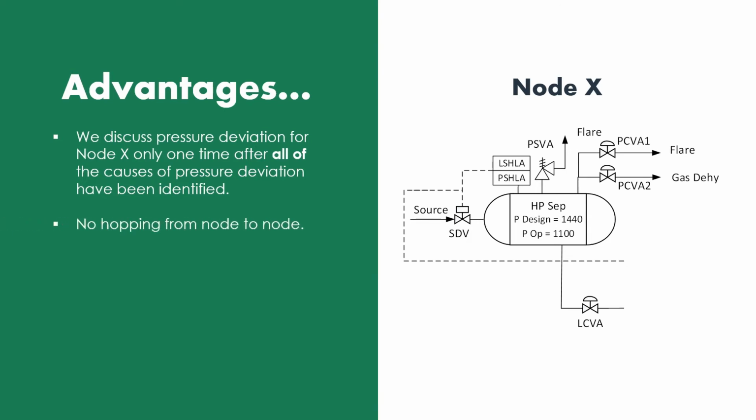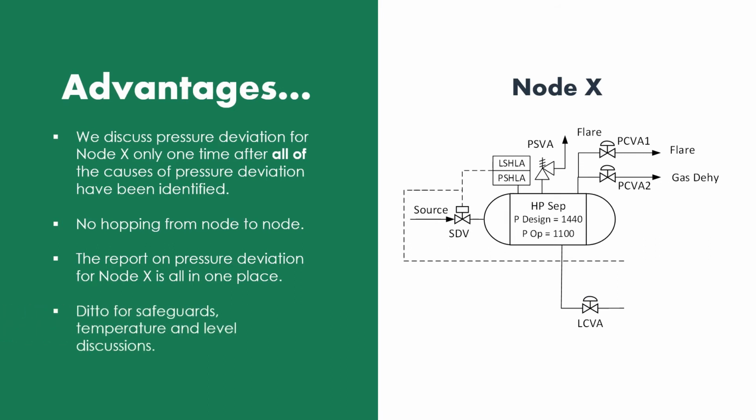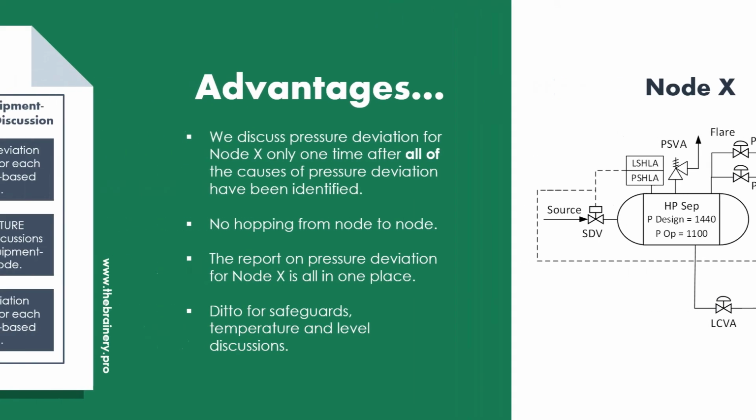We only talk about the safeguards in node X one time. And the HAZOP report is now well ordered. The entire discussion of high pressure in node X is in one place. And of course the same applies to temperature and level discussions in node X.